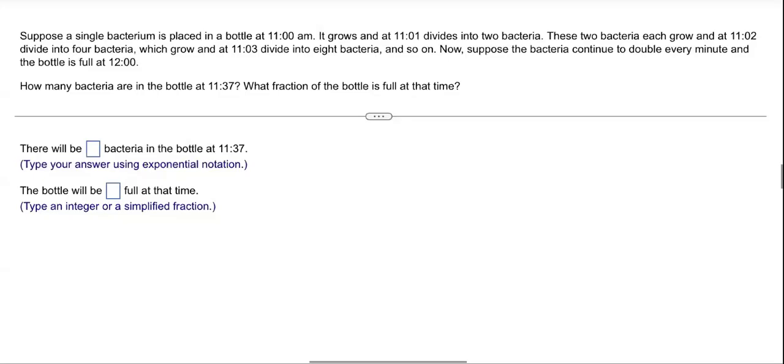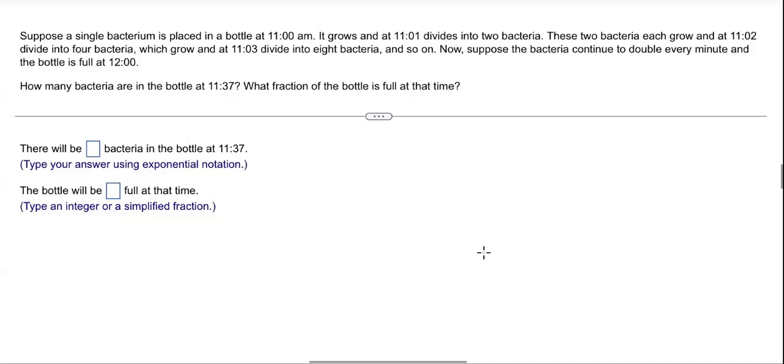All right, let's talk bacteria and doubling time. So suppose a single bacterium is placed in the bottle at 11 o'clock a.m. It grows and at 11:01 divides into two bacteria. These two bacteria each grow and at 11:02 divide into four bacteria, which grow and at 11:03 divide into eight bacteria, and so on.